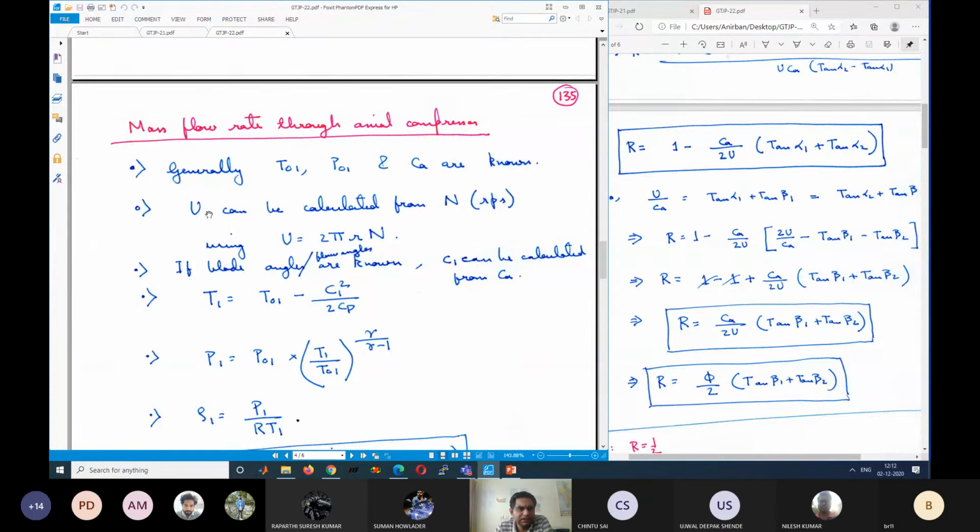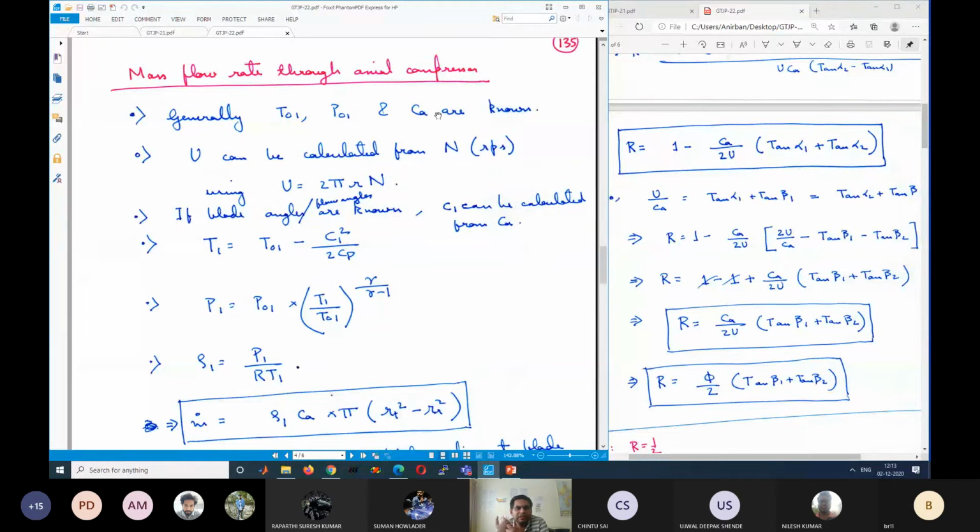U also can be calculated if N is given, or the maximum value of U can be taken for design from centrifugal stresses. If N is given, you can calculate U at any radius R as 2 pi R into N, where N is rotations per second. If it is given as rotations per minute, RPM, you have to use 2 pi R N by 60. And if omega is given, it is just omega into R. So at the mean radius, U mean will be 2 pi R mean into N.